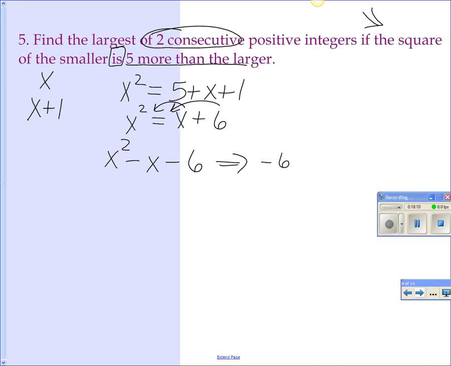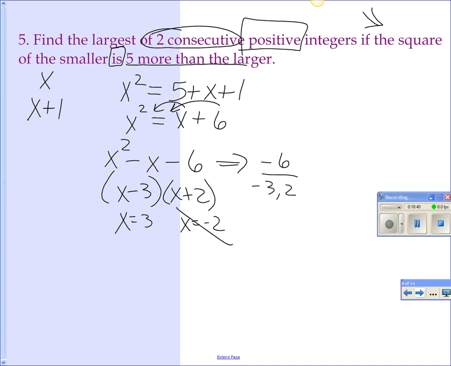Riley K, what multiplies give you negative 6? So x minus 3, x plus 2. All right, Jack, what am I going to do next? Good. Zach, which one do I want? Why? Because this one says positive. Good. So I want the 3. So x equals 3 and x plus 1 is 4.